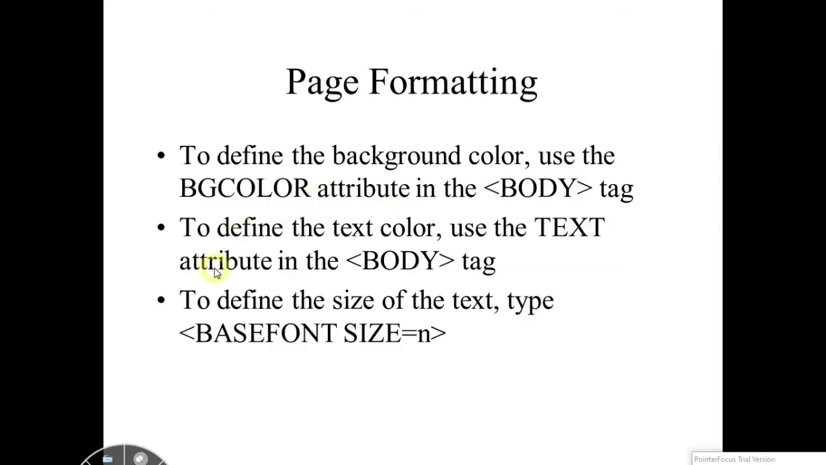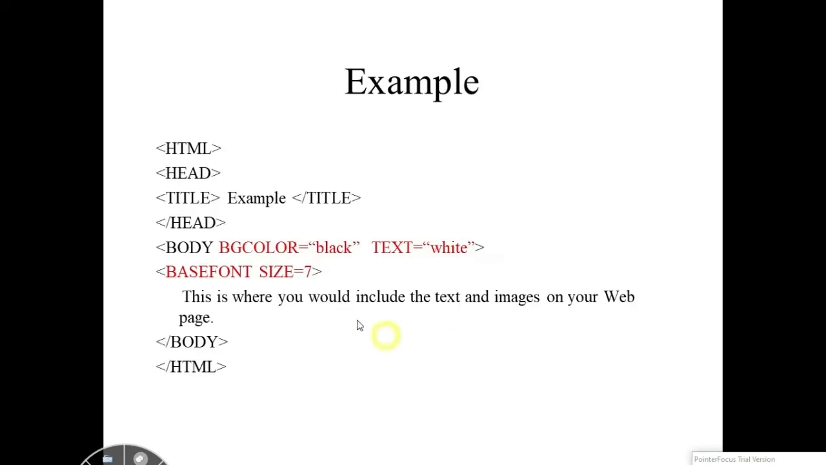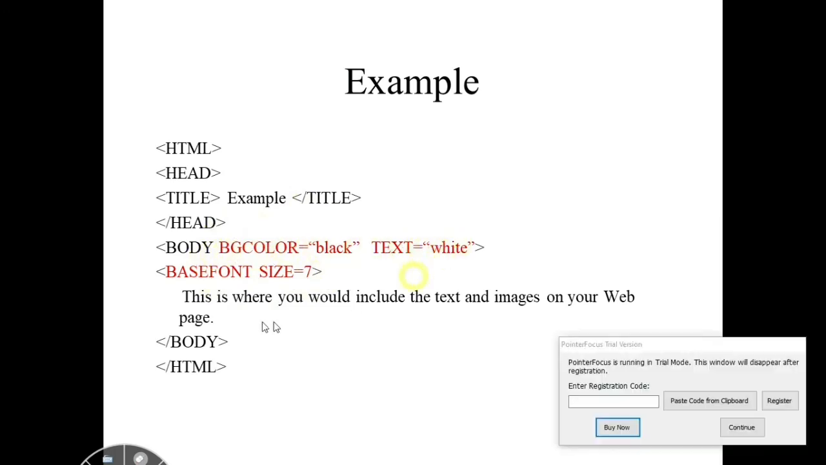Page formatting: bgcolor, we already discussed this attribute, you can go for bgcolor, and the font size, basefont size equal to, you can give 1 to any value here. Example, we already discussed this example, go through this. Body bgcolor is black and the text white, and they have presented one line and the size is 7.